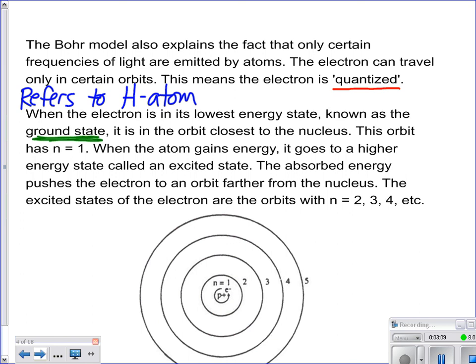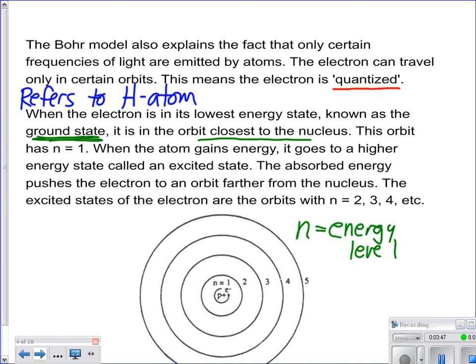The ground state is just its lowest energy level. It is its most stable energy level as well. And that energy level is going to be the orbit that is closest to the nucleus. So this orbit for the hydrogen atom is going to be n equals 1, because when we refer to n, we're talking about orbits or energy levels. Same thing. So n equals energy level, and for the ground state, for a hydrogen atom, that n is going to be equal to 1. Then what happens is that atom can gain energy.